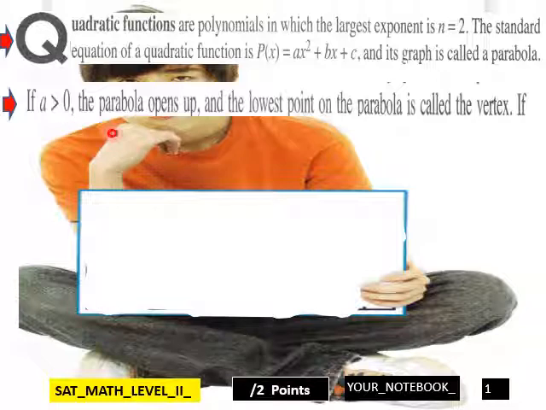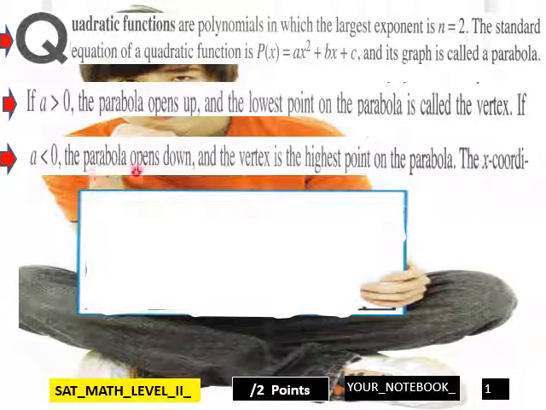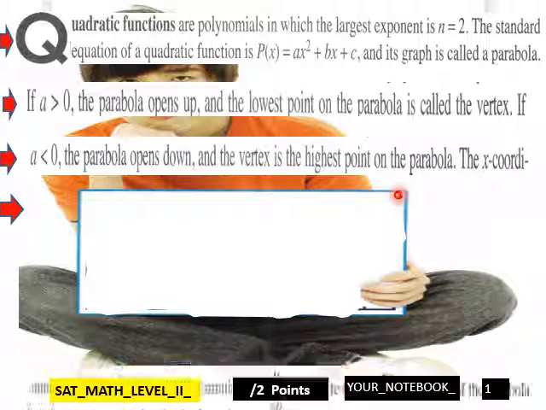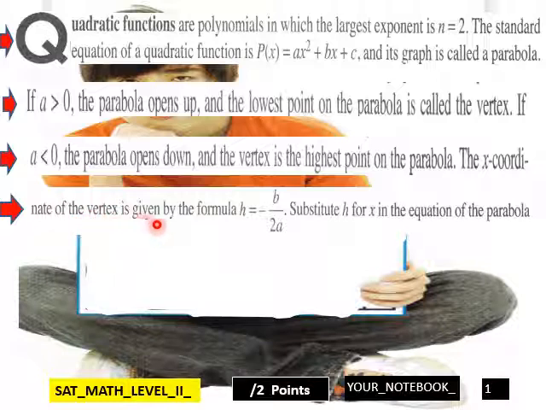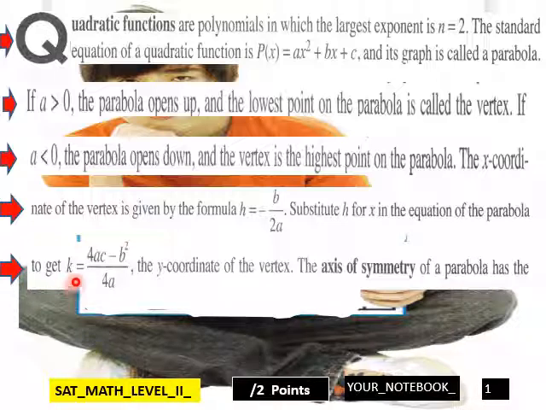If a is greater than 0, the parabola opens up, and the lowest point on the parabola is called the vertex. If a is less than 0, the parabola opens down, and the vertex is the highest point on the parabola. The x coordinate of the vertex is given by the formula h equals the negative of b over 2a. Substitute h for x in the equation of the parabola to get k equals 4ac minus b squared over 4a, the y-coordinate of the vertex.